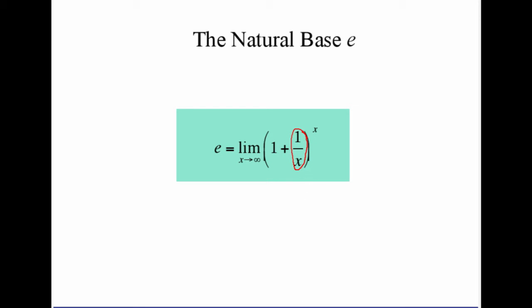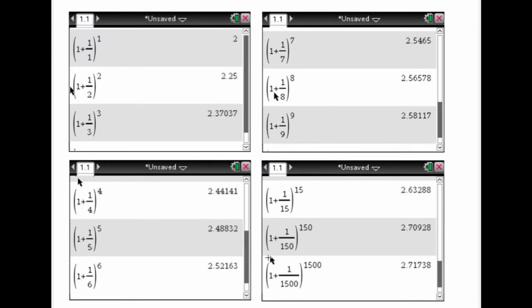And let's take a look at some examples here. So here I have some screenshots from a calculator that just show us what happens as we take x values 1, 2, 3, and so on. Here we have an x value of 1, and the value of that expression is 2. When we take an x value of 2, the value of that expression is 2.25. When x is 3, the value of that expression is 2.37037. So you can see it's increasing.